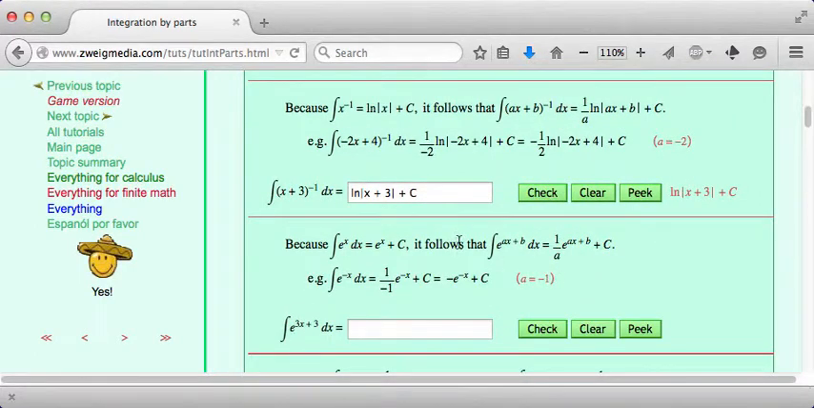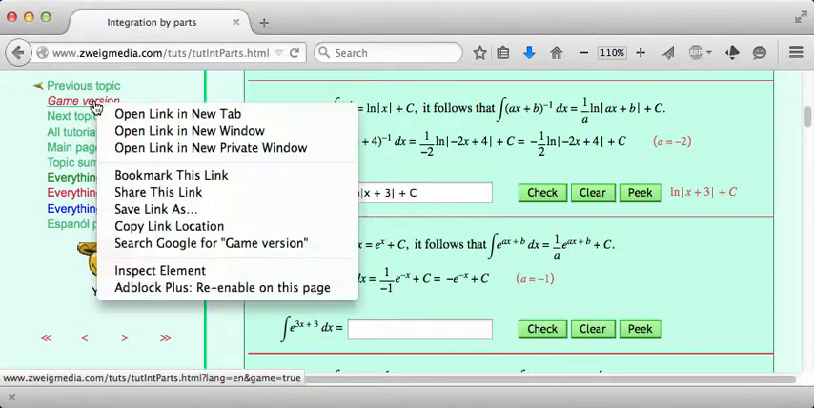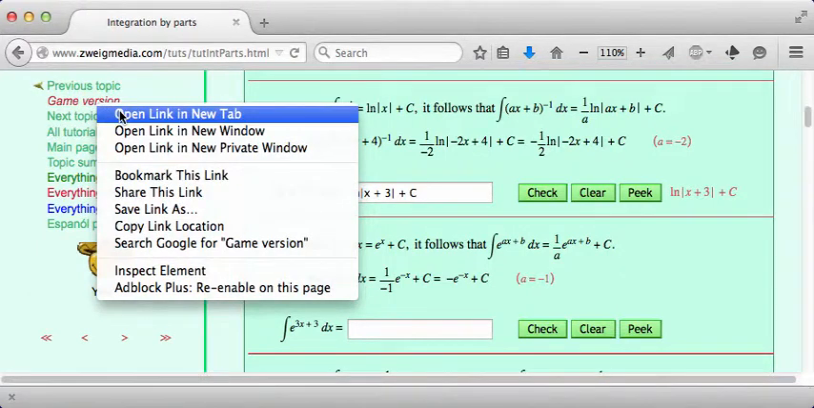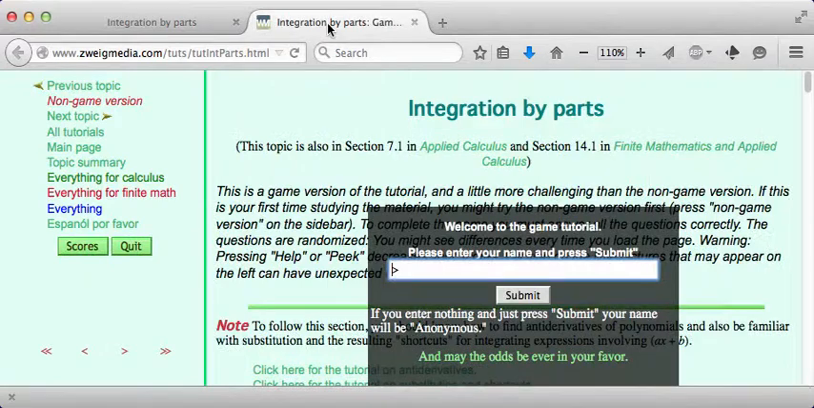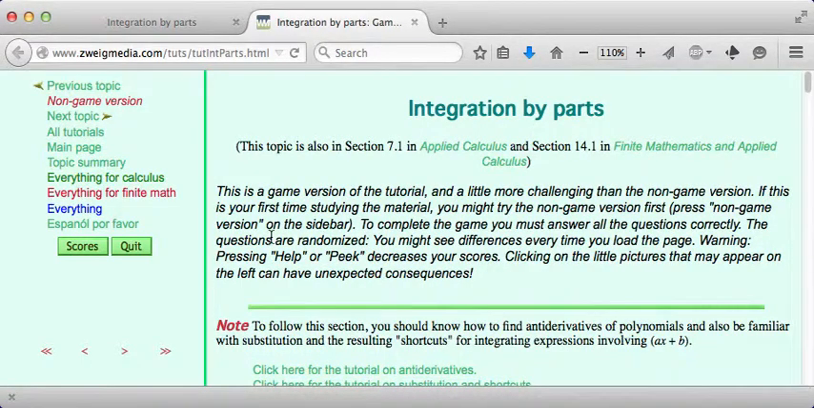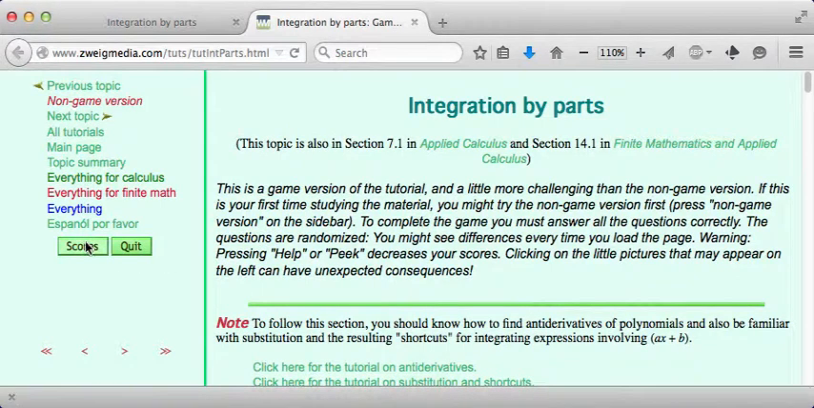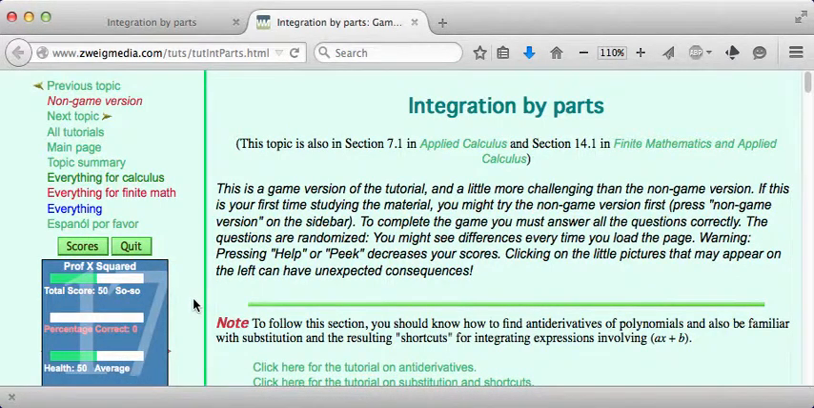Now there is a game version of the tutorial, which I'm going to bring up in a different tab. That is another question entirely. It is the same tutorial, but it does not give you peek opportunities. Does not tell you the answers, and it gives you points and asks you to identify yourself. So let's identify myself as Prof X squared and submit that. Then I have my name appearing on the scores. There they are. There are the scores.